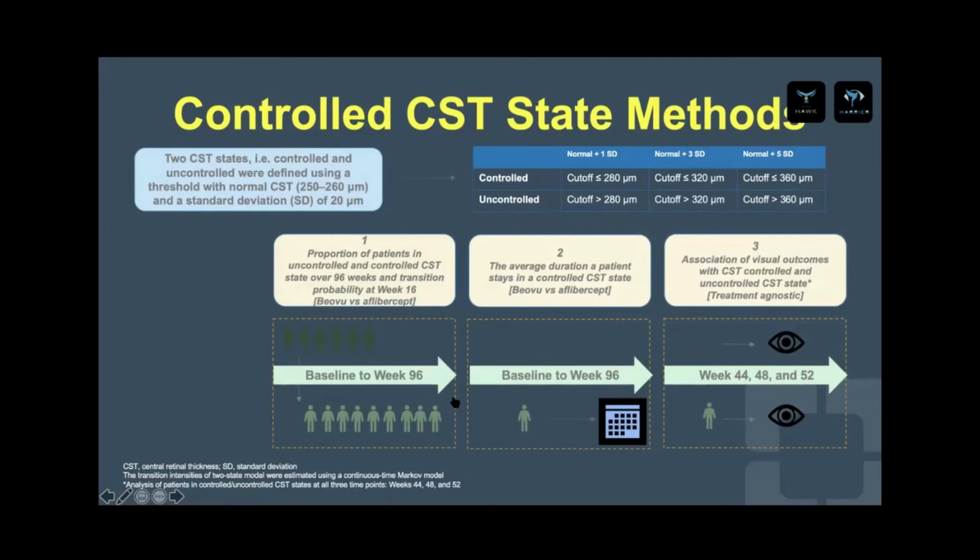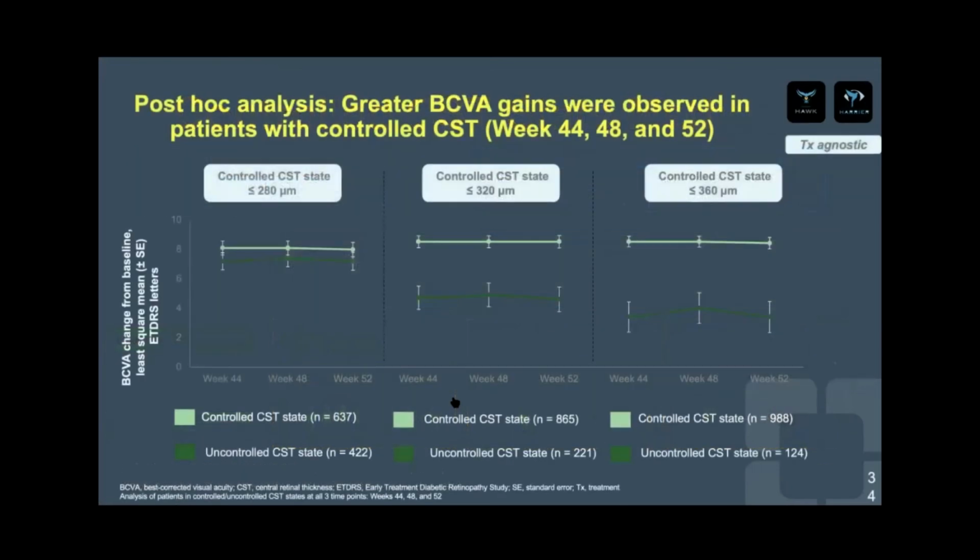Now, one of the other sub-analyses that I performed just last year at the Macula Society was that I looked at the cutoffs of OCT. We don't have AI systems available to us right now to detect and measure fluid, and certainly, measuring some of these parameters can be not that easy to do. But what if we just look at absolute cutoffs and said, if you're below 280, or below 320, or below 360, does that impact visual acuity? And is there a difference in the two drugs that were tested in HAWK and HARRIER? I call these controlled and non-controlled CST states.